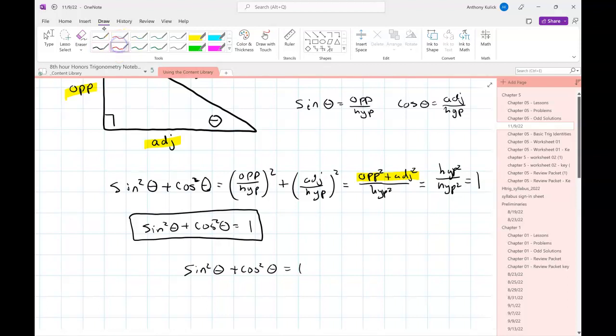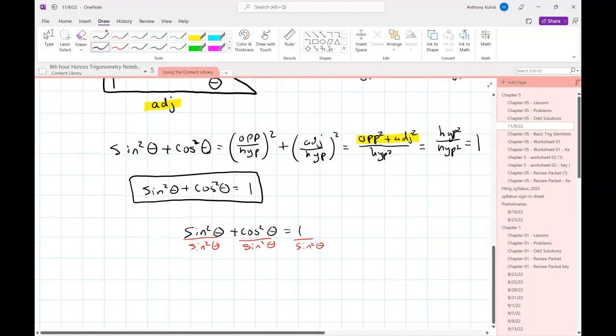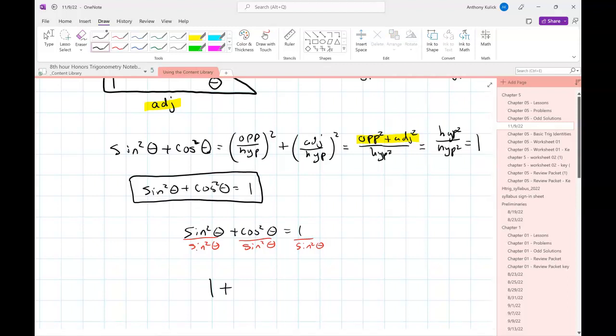Well, let's say I want to divide both sides of this identity by sine squared. When I divide the left-hand side, division is distributive, so I can just write sine squared under each of them. What's sine squared divided by sine squared? 1. What's cosine squared divided by sine squared?